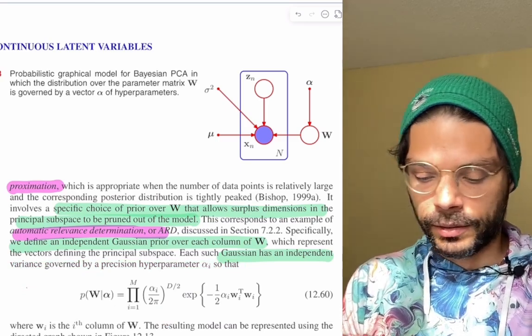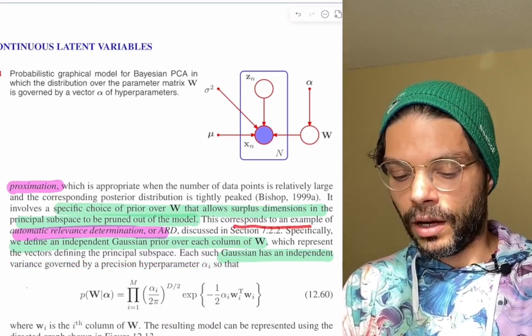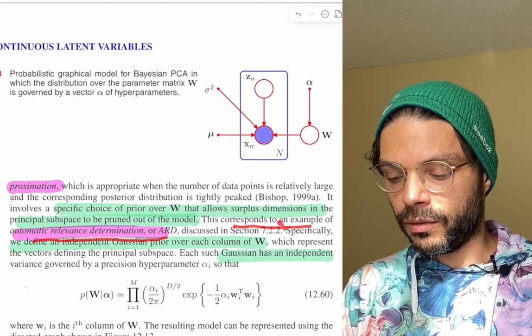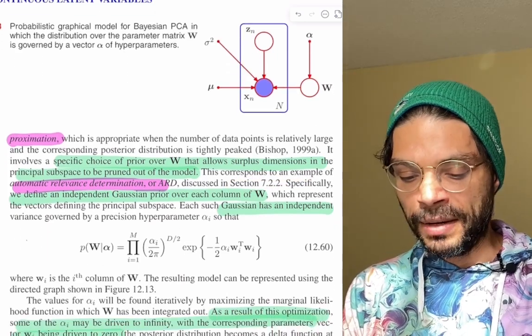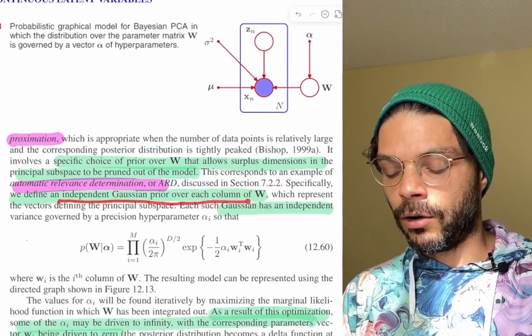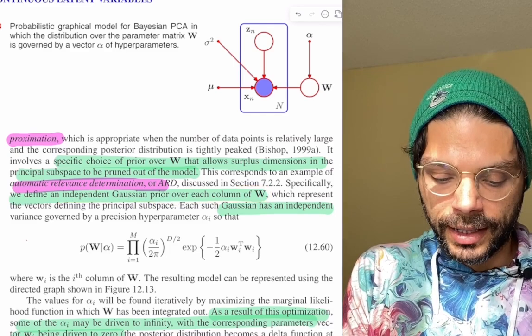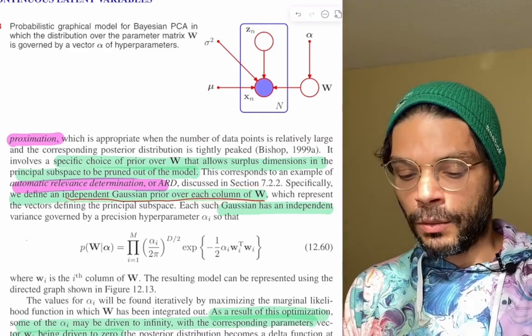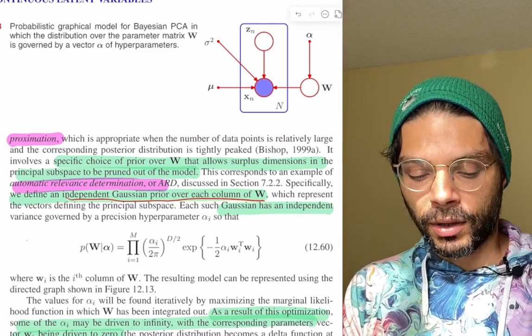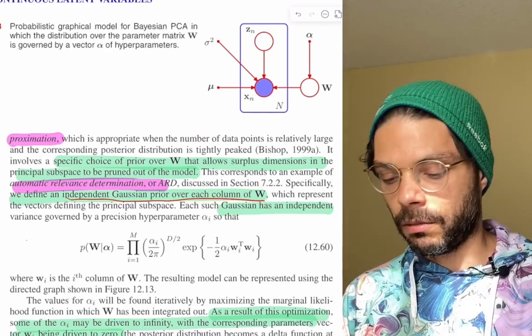Okay, so this corresponds to an example of automatic relevance determination, which will be discussed in 7.22. We haven't covered it yet, so we're just going to power through. We define an independent Gaussian prior over each column of W. Let's highlight this, this is the key idea, which represents the vectors defining the principal subspace. We knew that from before.